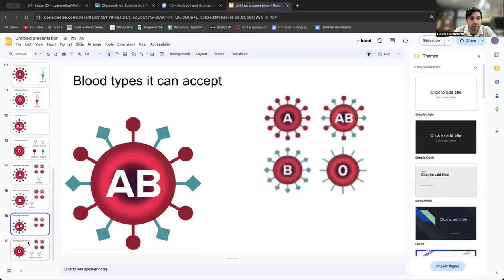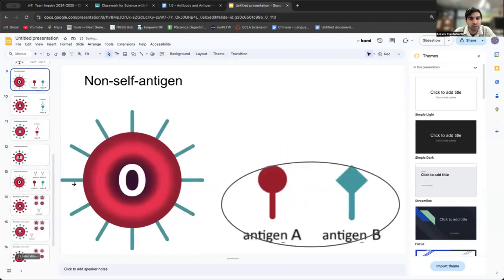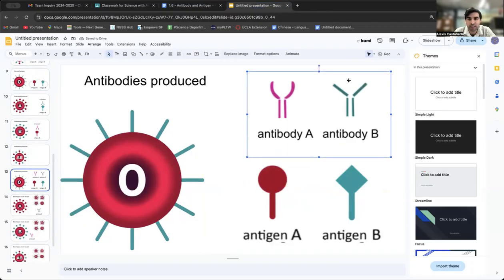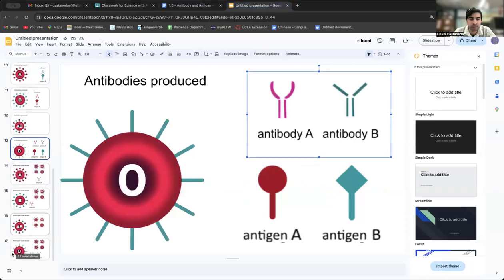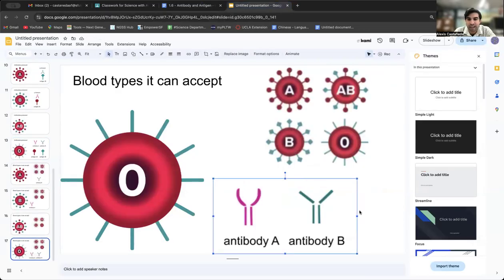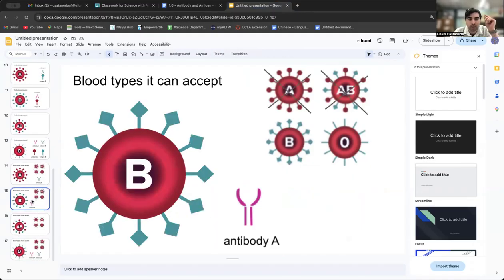How about blood type O? So what did we say about blood type O? Blood type O, it's going to produce both antibodies. Both antibodies are going to be produced. So it has antibody A and antibody B. So if there's an antigen A or an antigen B, it will not be able to be there. It will be destroyed because it has both of the antibodies.